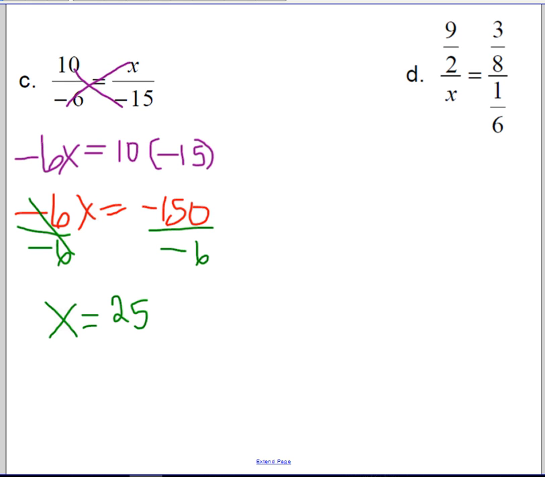Our next one gives us fractions to deal with. Actually, fractions aren't too bad in proportions since we're just multiplying and dividing them, so we never need a common denominator. So that is really nice. So our 3/8 is the fraction that's getting multiplied to our x, and that should be the same as 9/2 times 1/6.